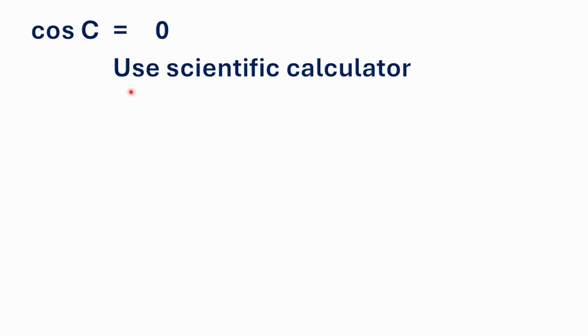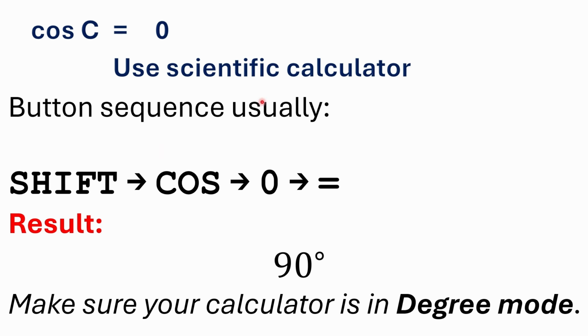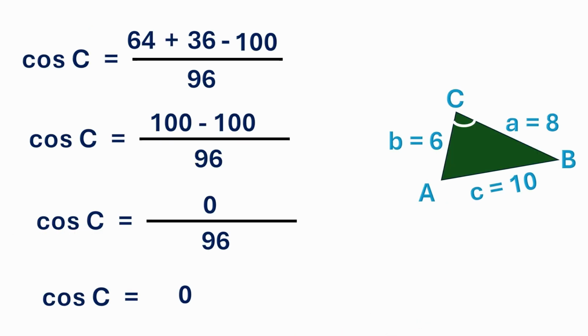We will use a scientific calculator again to find angle C. Using the scientific calculator, usually we press shift or second, cosine, then 0, then equals. The result will be 90 degrees. Let's make sure that your calculator is in degree mode. So cosine C equals 0, and the equivalent of that is 90 degrees. Therefore, angle C equals 90 degrees.